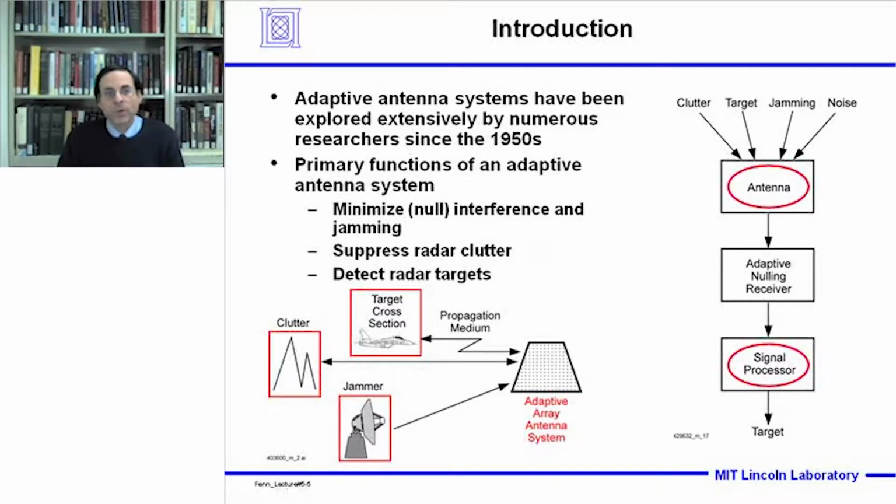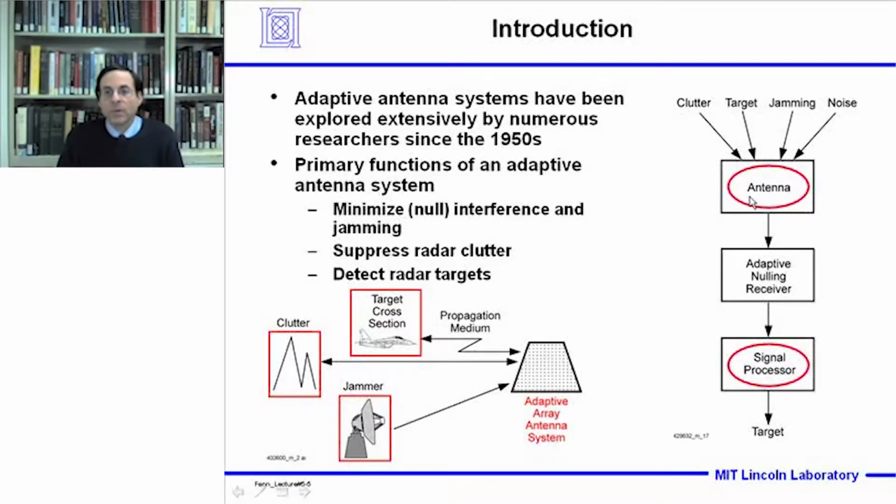So by way of introduction, adaptive antenna systems have been explored extensively by numerous researchers since the 1950s, and the primary functions of an adaptive antenna system are to minimize or null interference and jamming, to suppress radar clutter, and detect radar targets. So in this lecture we're going to address an adaptive phased array antenna system that will need to detect a target signal and minimize radar clutter and minimize radar jamming effects.